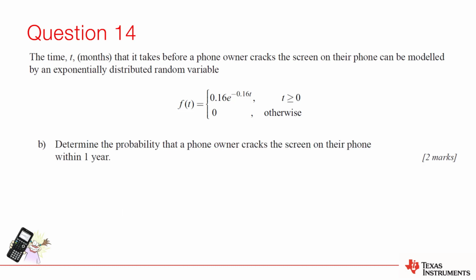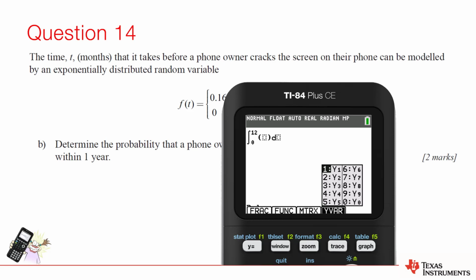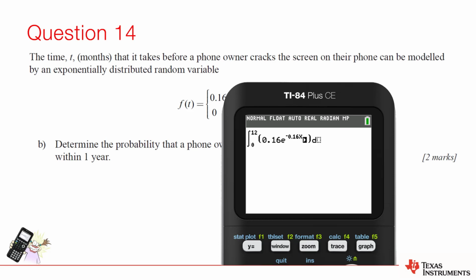Part B asks us to find the probability of cracking the phone screen in the first year. Time in the question is measured in months, so the first year means the integral is from 0 to 12. The definite integral of our probability density function from 0 to 12 is equal to 0.8534.